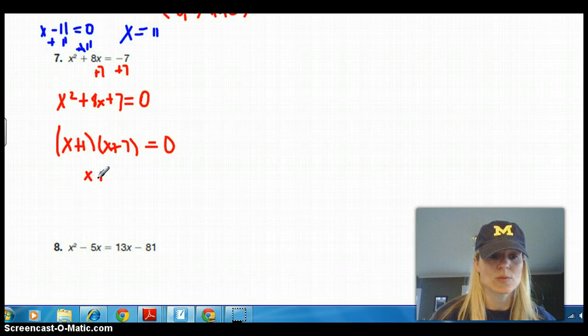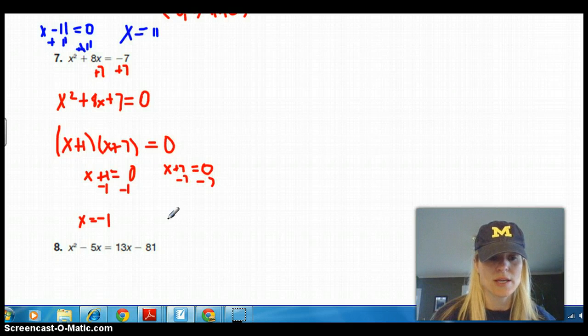So I have x plus 1 equals 0, and then we're just going to subtract the 1. So the root is going to be negative 1, and then we'll have x plus 7 equals 0, and subtract the 7. And so in this case, the other root is going to be negative 7.